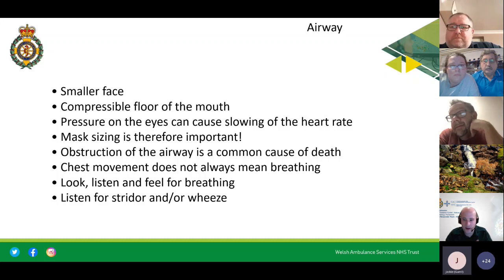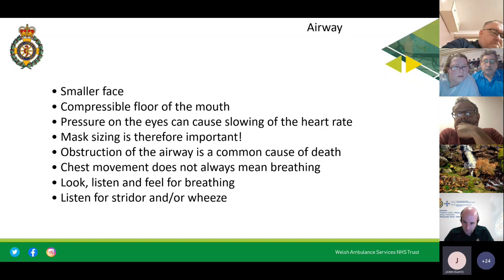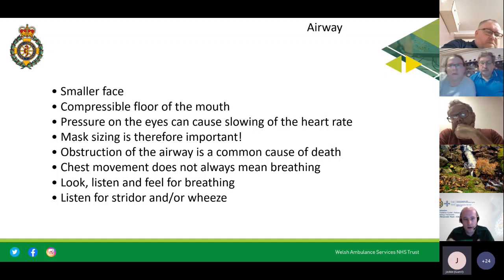Excellent. So I think we've got quite a lot there. So let's talk about some of them. Smaller face is a big one. So our child is going to have a smaller face, and why that is important we're going to go on to, and the development of the face as well. So they've got a smaller face. They've got their compressible floor of their mouth.